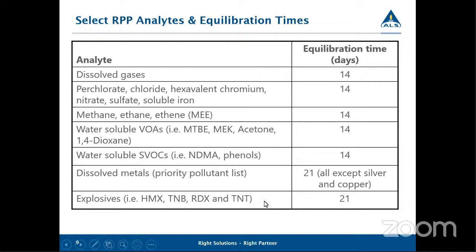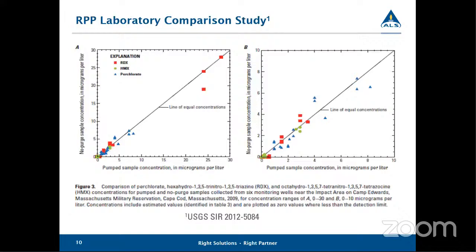Dissolved metals, some of these things, explosives, get into a 21-day equilibration time, and that's been demonstrated through studies that they do require a little bit of additional time to get that full recovery that you're looking for. So again, we're looking at data here. This is a study that was done for pump sample concentration versus passive sample using the RPP device. The graph here on the right is just a blown up picture of what we have concentrated here on the left. So again, you can see that there's a very good correlation between the two sample collection techniques, which does allow and produce reliable data.